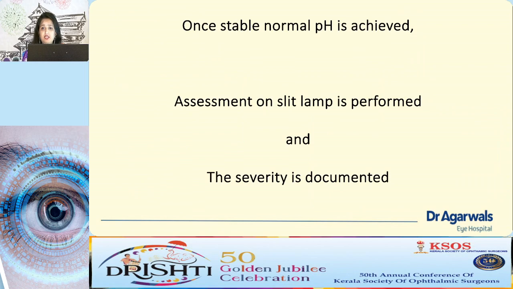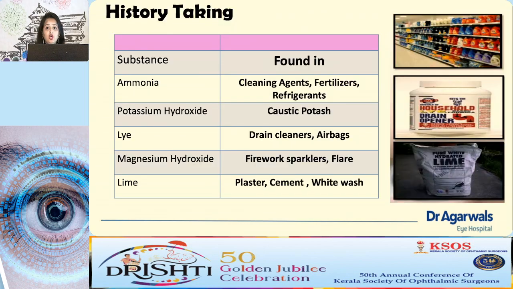Now once a stable pH is achieved, then we go in for assessment on slit lamp and the severity of the problem is documented. Coming to history taking, we should be aware of what the common ingredients are in which these chemicals are found. The most common substances that we come into contact with are ammonia or lime. Ammonia is found in cleaning agents, fertilizers or refrigerants, and lime is found in plasters, cements and whitewash.